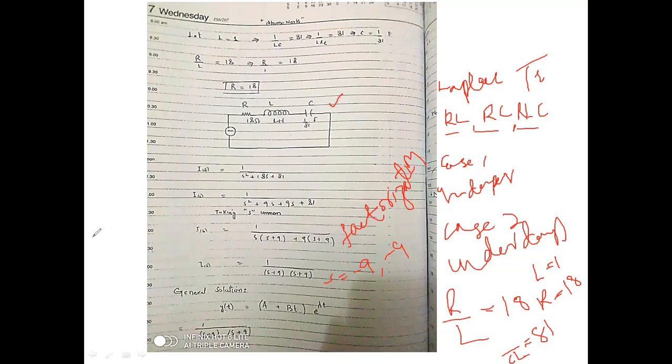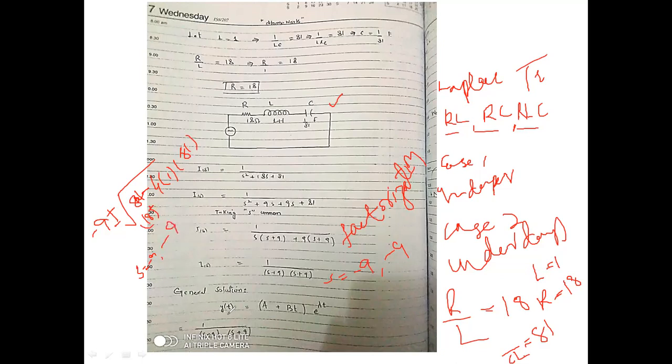If you find it by the quadratic equation, you will get the same answer: minus b plus or minus square root of b square minus 4ac, where b square is 18 square, not 81, minus 4ac. From this you will also get s is equal to minus 9, and s is equal to minus 9.